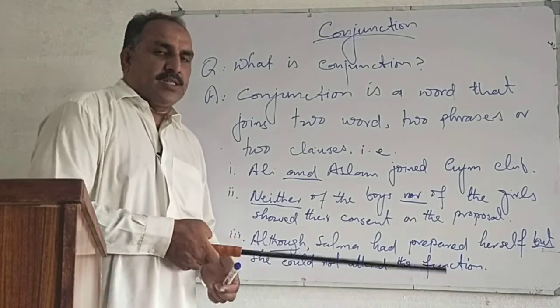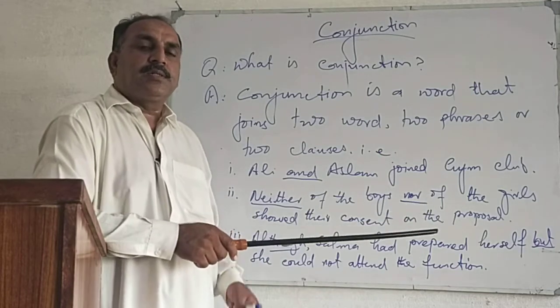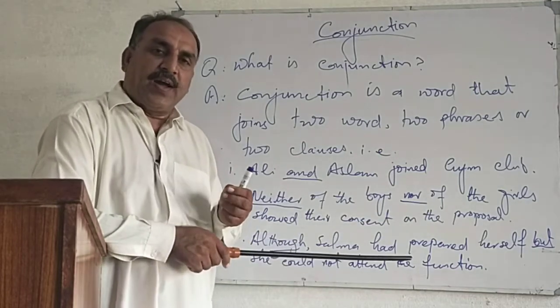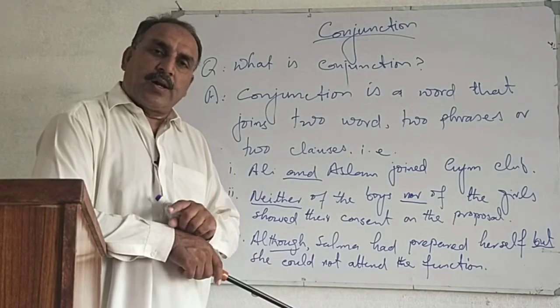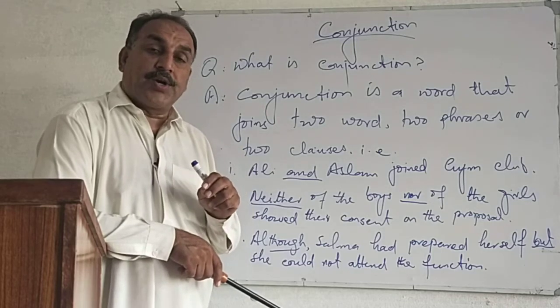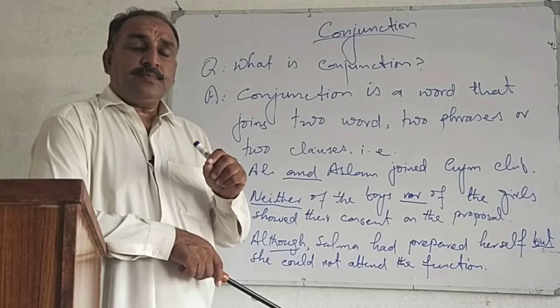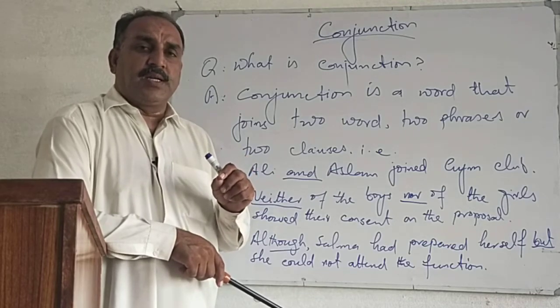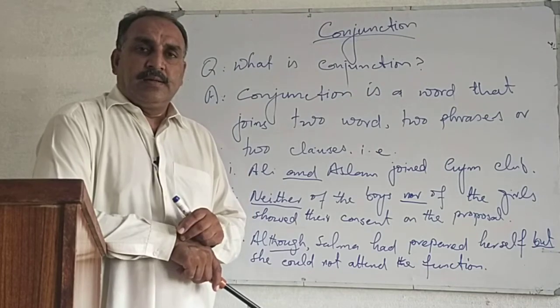Why do we use conjunctions in a sentence? We use conjunctions in a sentence to beautify. One benefit of using conjunction is to beautify our language, to make it beautiful, to make our writing beautiful. The second function of conjunction is to avoid unnecessary detail.